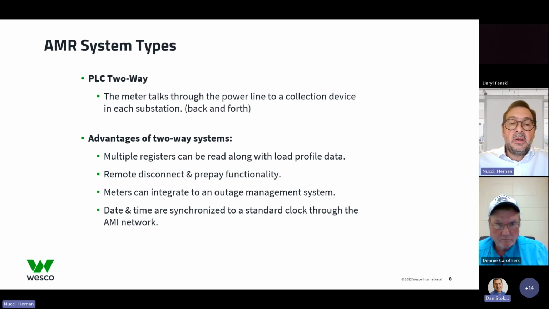So PLC two-way is healthy, is working, is supported. It's a very, very good system, and we see that manufacturers are going to support this system for a long run.